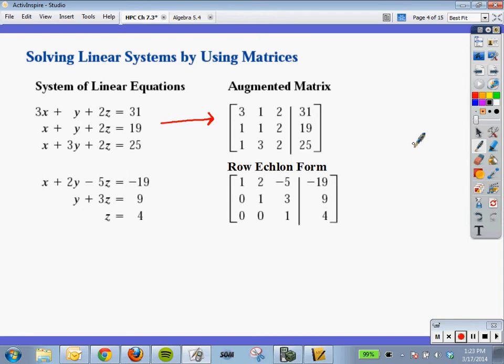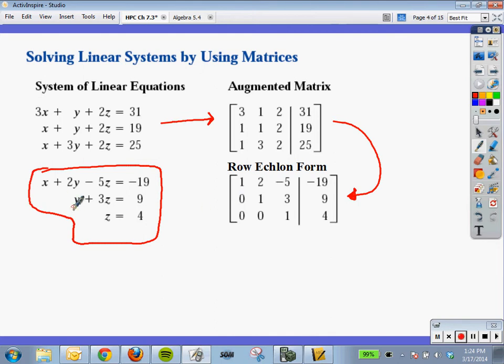So what we do with that augmented matrix is add rows together and replace rows and multiply rows by numbers and eventually come up with what's called the reduced row echelon form of the augmented matrix. After we get the reduced row echelon form of the matrix, that represents these equations right here.